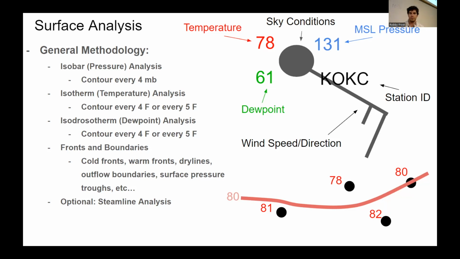The wind barb should be somewhat self-explanatory. This is the direction the wind is blowing from. You can see right here, we have the long barb and the short barb. The long ones are 10 knots. The short ones are 5. Occasionally, you'll see a pennant, which is the one drawn here.